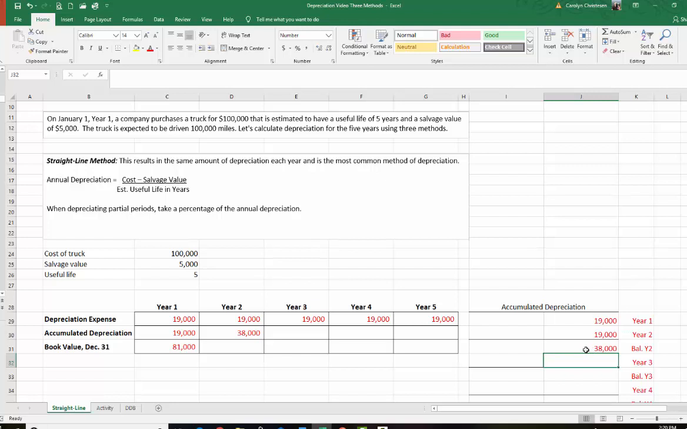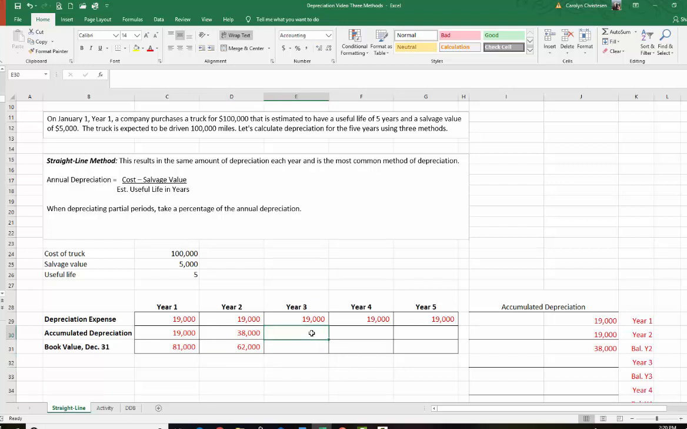All right. On your balance sheet, you're going to show the book value. Remember that the book value is equal to cost minus accumulated depreciation. So notice what's happening here. Notice our pattern. Our accumulated depreciation is going up every year by $19,000. Our book value is going down every year by $19,000. Okay? All right, so at the end of year 2, that's what things look like.